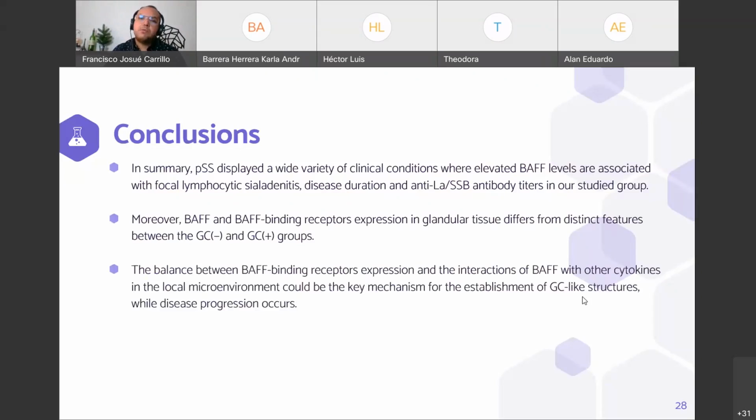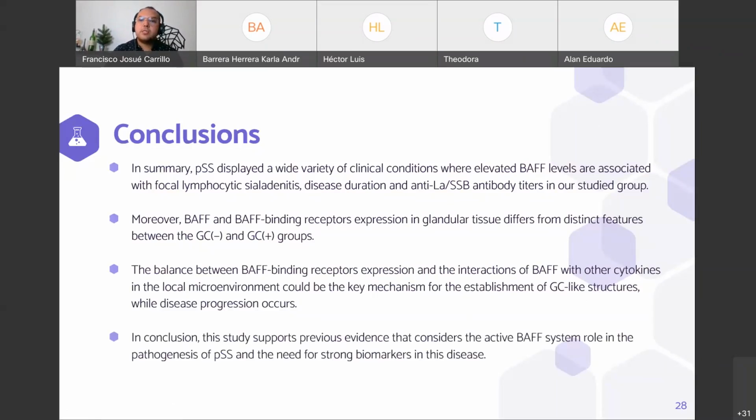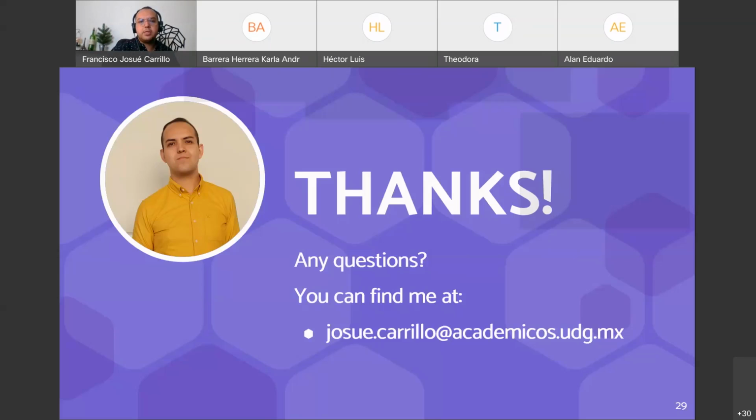And the balance between the BAFF binding receptors expression and the interactions of BAFF with some other cytokines, such as, for example, some chemokines or some other interleukins in the local microenvironment, could be the key mechanism for the establishment of the germinal center-like structures while this disease progression occurs. In conclusion, this study supports previous evidence that considers that the active BAFF system role is very important in the pathogenesis of primary Sjogren syndrome and the need for strong biomarkers in the disease, or especially the development of some other biological therapies that could be very important in the treatment of these patients.